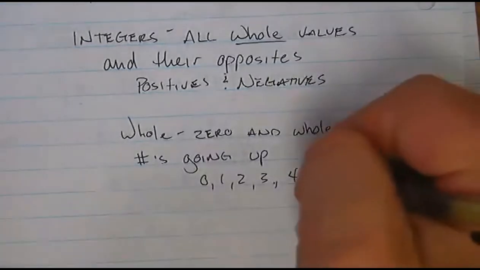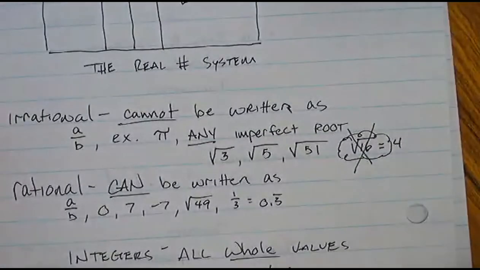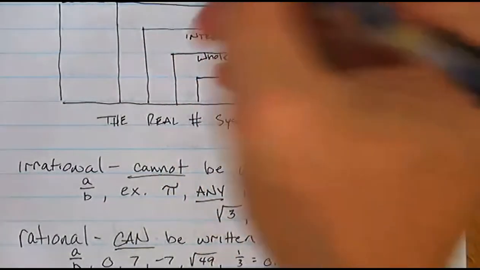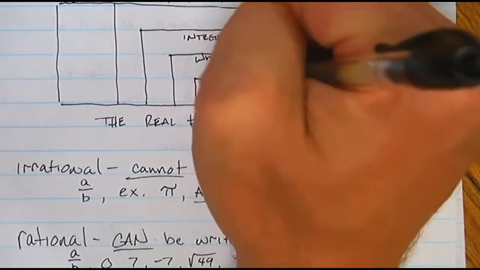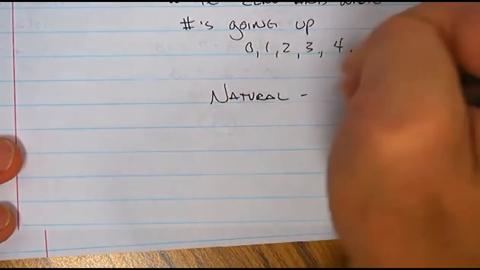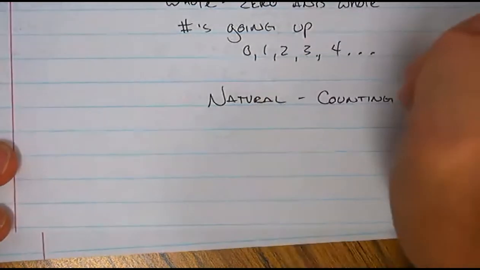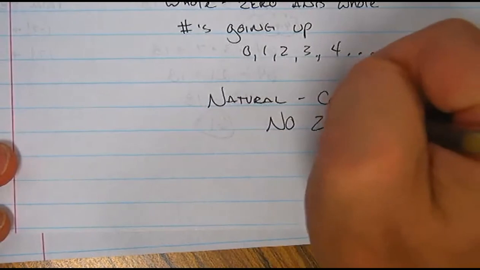Okay, and so continuing. The last one depends on who you ask as to which you're going to call it. Typically, it's called your natural numbers, but it's also called our counting numbers. So natural, that's going to be our last one. This is just your counting numbers, no zero.